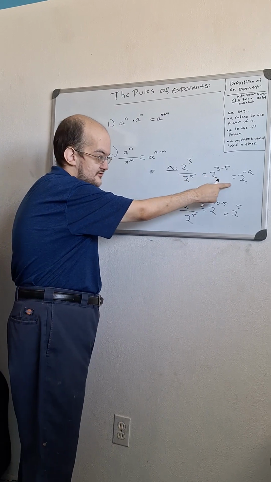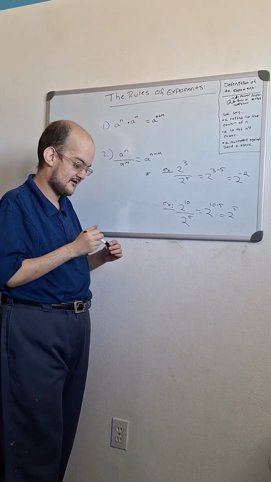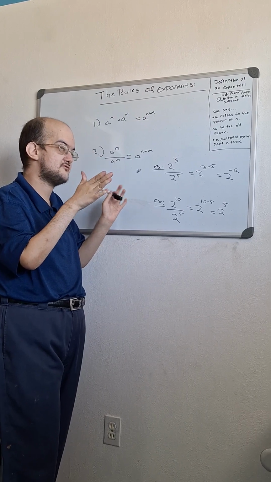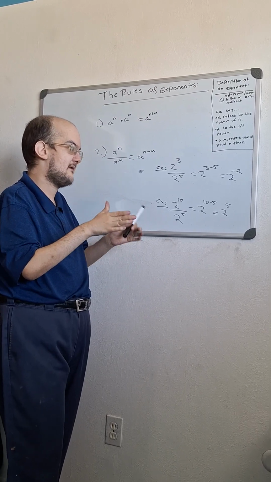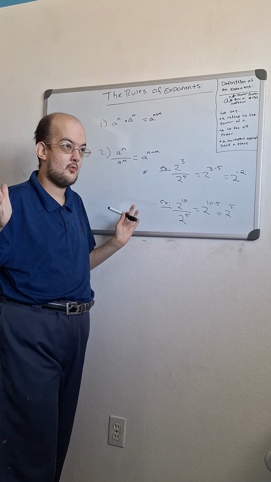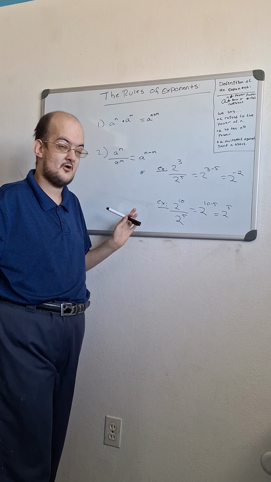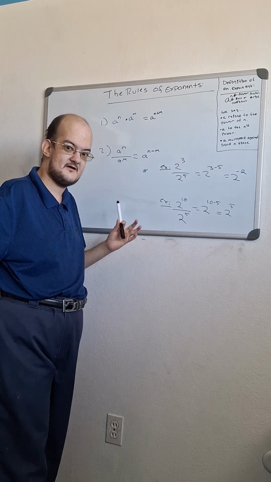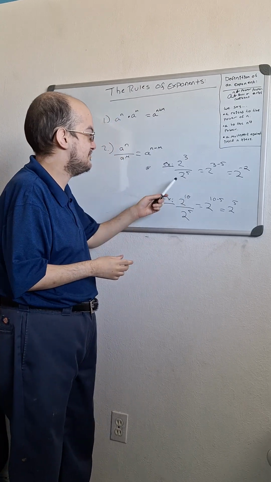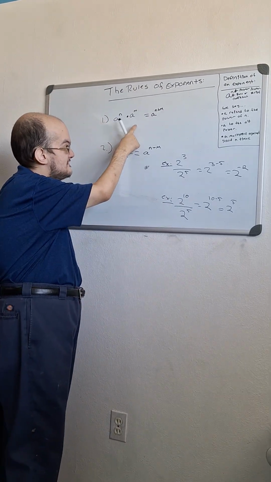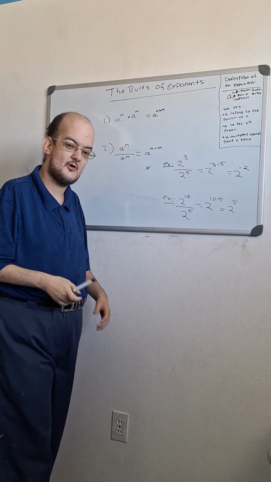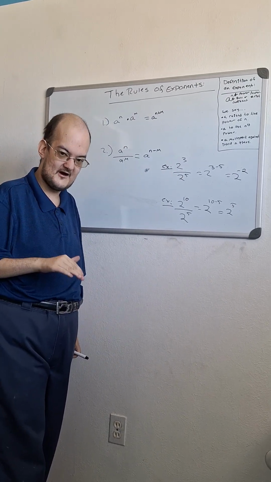This is what I want you to get used to. Okay, I have a scary exponent. Look at this: 2 raised to the power of 3 divided by 2 raised to the power of 5. Oh my god, it's going to take me a whole year to do all this division and all this stuff. No, don't worry about that. Just remember, if you are multiplying two exponents, you are going to add the powers. If you are dividing two exponents, you are going to subtract the powers.